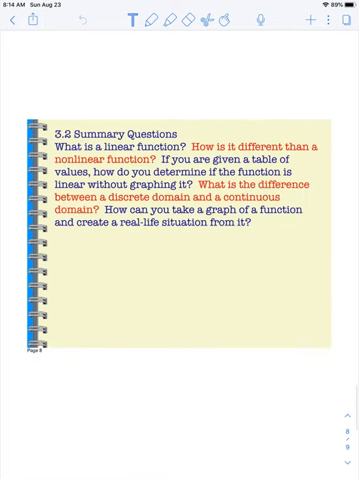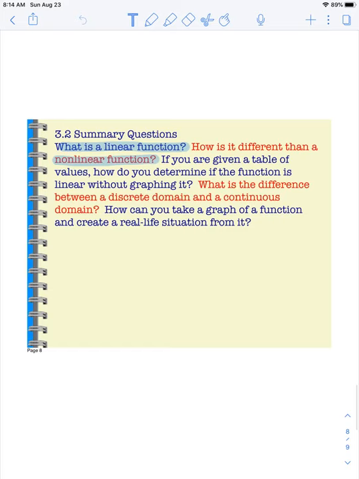All right, some summary questions to wrap it up for today. What is a linear function? A linear function is a non-vertical straight line, passes the vertical line test to be a function, and then straight line, linear. Linear functions are also written as y equals mx plus b. How is it different than a nonlinear function? Well, a nonlinear function is not a straight line.